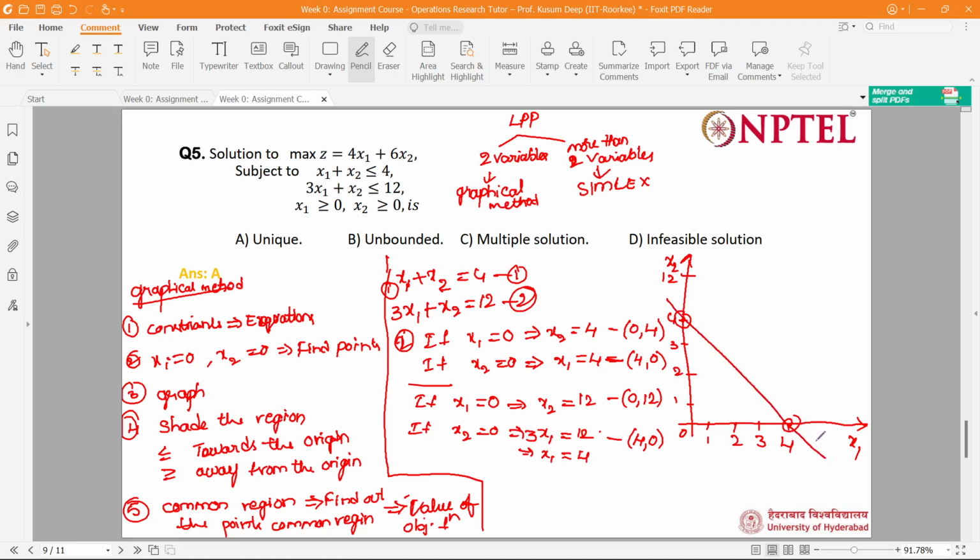Then make a line combining these 2 points and shade the region with the help of the given inequality. Here the inequality is less than or equal to type, so if the inequality is less than or equal to type, then shade the region towards the origin. So we shade the region towards the origin, here it is.